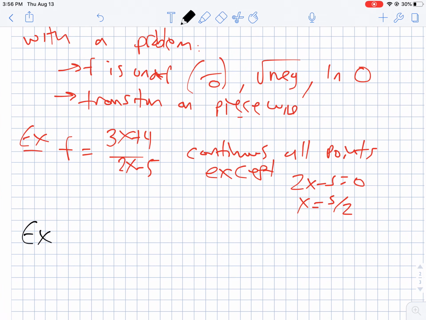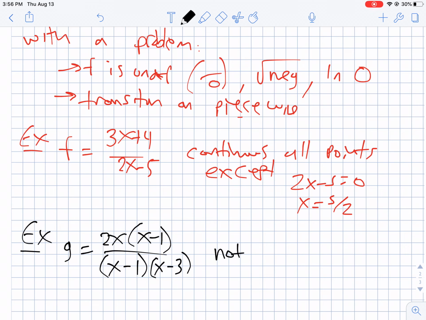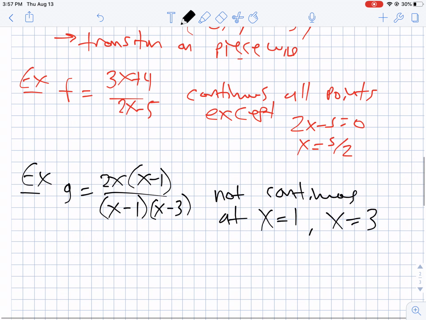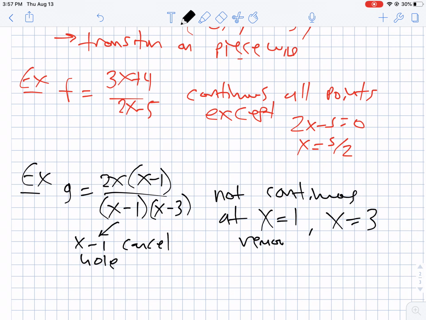If I gave you something that looked like this, say g is 2x times x minus 1 over x minus 1 times x minus 3, this is an example that is not continuous at x equals 1 and then x equals 3. It's continuous everywhere else, but not at those points. Because the x minus 1's cancel, that's the example of a hole or a removable discontinuity, but there's no cancellation on the x minus 3. So that would be an example of a vertical asymptote.